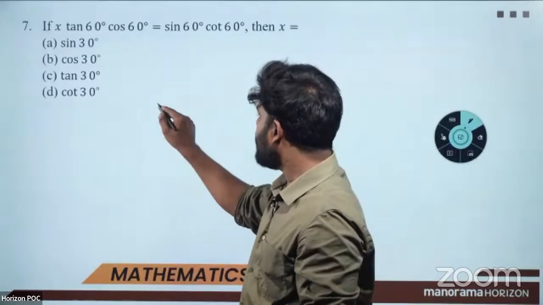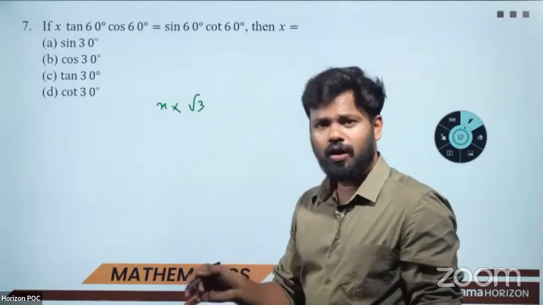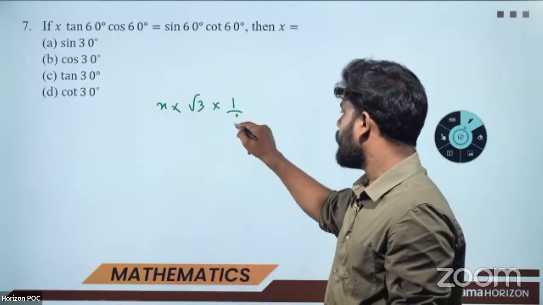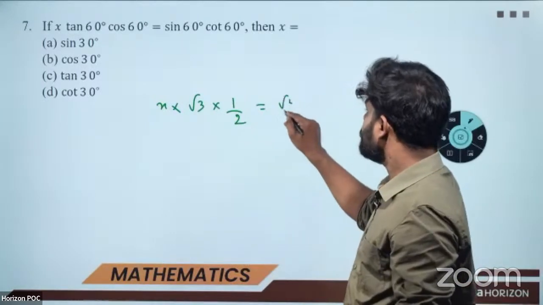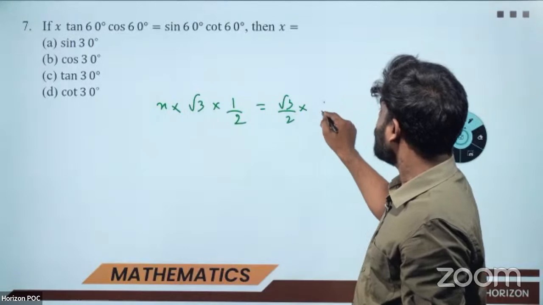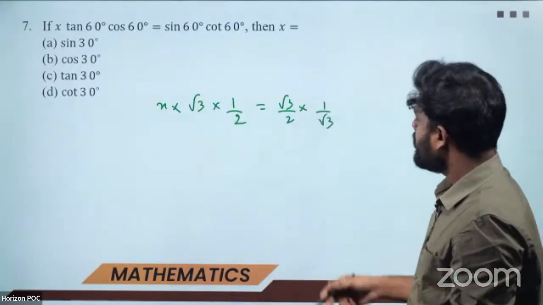So when you put the values, you get x into tan 60, which is nothing but √3, right? Cos 60 is what? 1 by 2. This will be equal to sin 60, which is √3 by 2, into cot 60, which is 1 by √3. So when you have all this, you can simply find out.